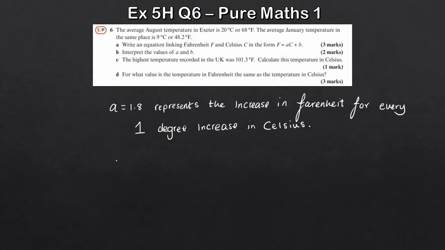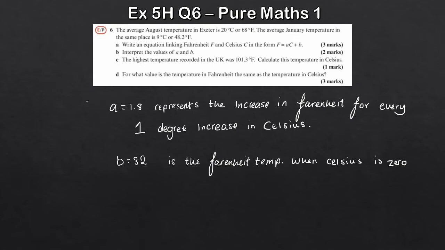So what does B have to do with anything? Well, B, which is equal to 32, is just the Fahrenheit temperature when Celsius is equal to 0. Obviously, if you put C equals 0 into there, then you just get F equals B, which is 32. So that's our interpretation of A and B.